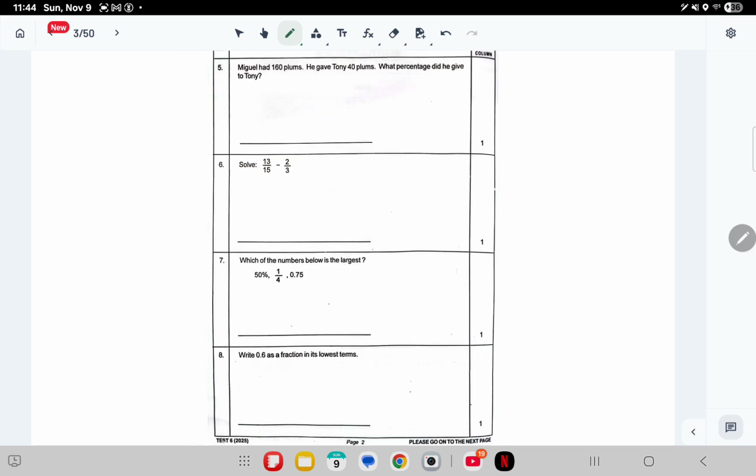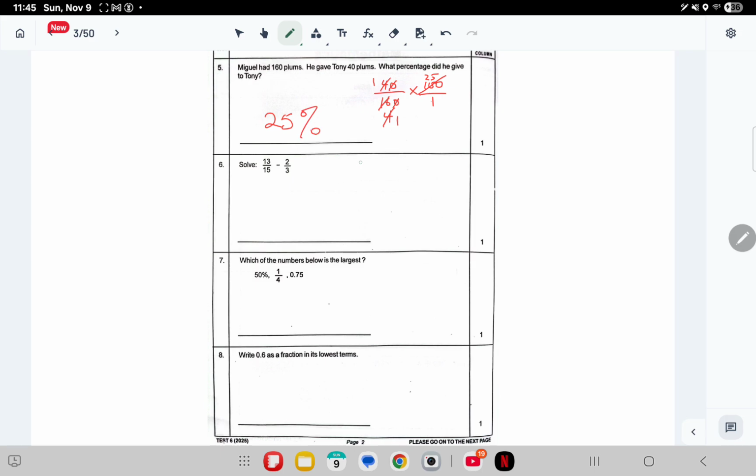Number 5. Miguel had 160 plums. He gave Tony 40 plums. What percentage did he give to Tony? So to express it as a percentage, you put the quantity given over the total, which is 160, multiply by 100 over 1. Cancel the 0, cancel the 0. 4 could go into 4 one time, 4 could go into 16 4 times. 4 could go into 4 one time, 4 could go into 100 25 times. So he gave Tony 25%.